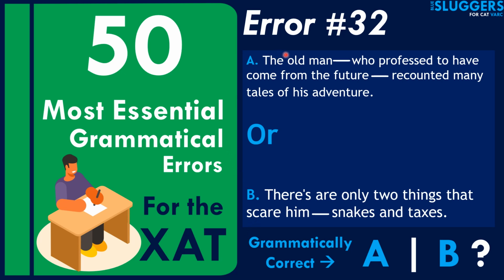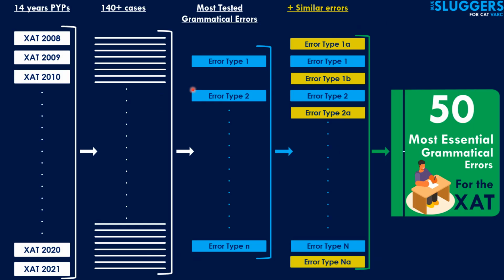For now, let's get into error type 32 of the series 50 most essential grammatical errors for the XAT. However, I would like to first state that this is not just a random list of 50 grammatical errors that we have just come up with. There's in fact quite a logical process involved in creating this list, and I've explained that in detail in a separate video, which you can access by clicking on the link on the top right corner of your video. So this diagram pertains to that. I've explained all of this in that video. So you can watch it if you want.